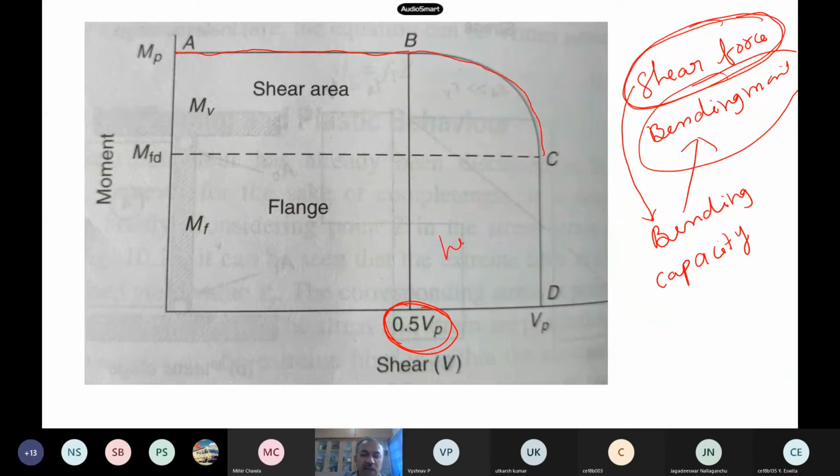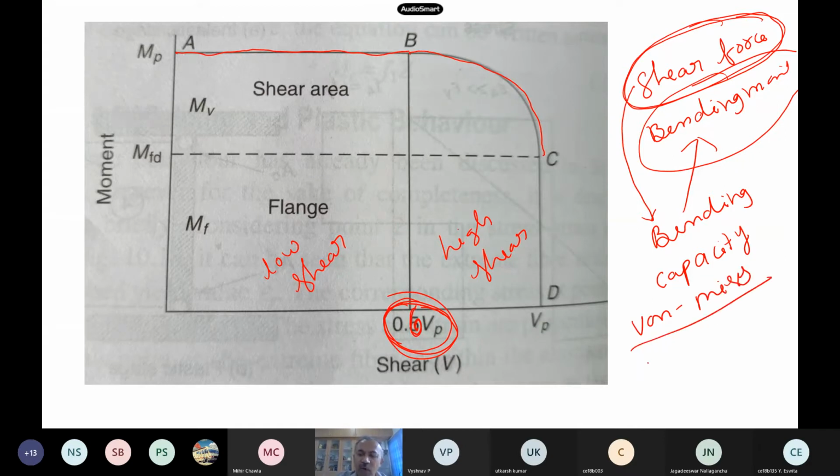So this we call high shear, and this we call the low shear. And this number 0.5, of course the code takes 0.6 or something like that. So this comes from the von Mises criteria. Now for von Mises, this one's for pure shear.